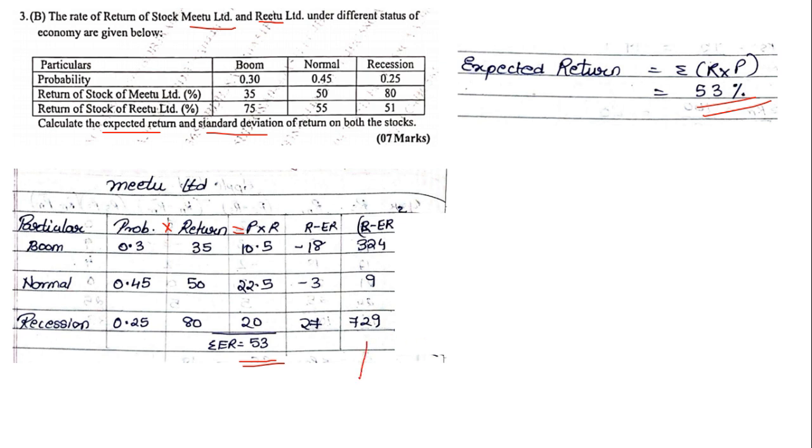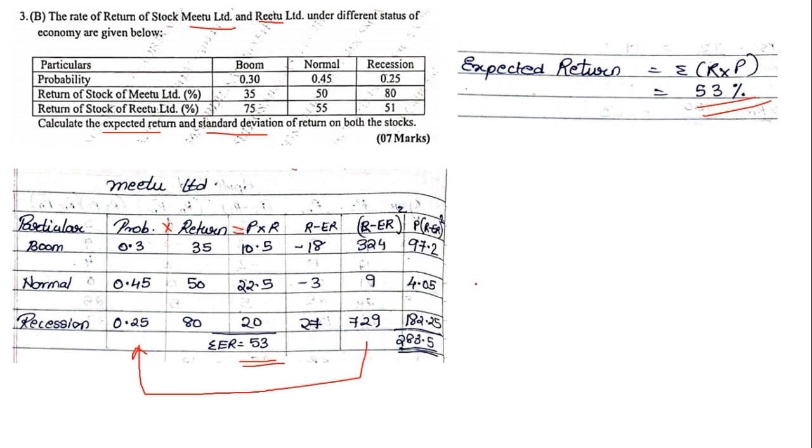Last step, the squares we got, multiply with the probability. So 324 into 0.3, 9 into 0.45 and 729 into 0.25. We get the values as 97.2, 4.05, 182.25. The total of that comes to 283.5. That is nothing but the variance.